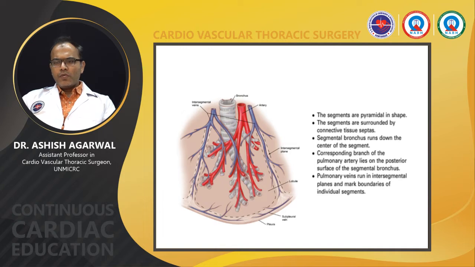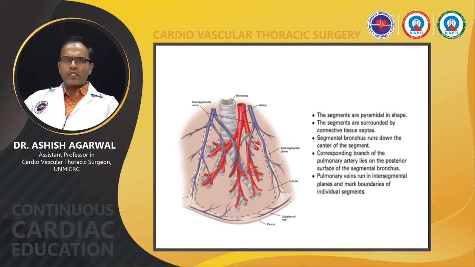The bronchopulmonary segments were first described by Ewart in 1889. This is a unit which has its own bronchus, pulmonary arterial, venous and lymphatic system. These segments are constant in their topographic position, and we can remove one segment without disturbing the function of the adjacent segment. These segments are pyramidal in shape, surrounded by connective tissue septa. The segmental bronchus runs down the center of the segment.